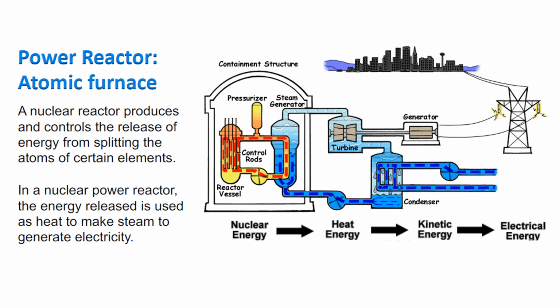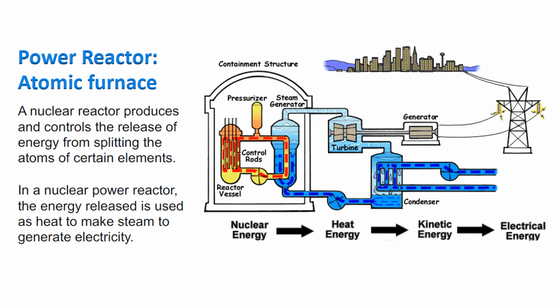So what's a power reactor? A power reactor is also called an atomic furnace. A power reactor is a nuclear reactor that produces and controls the release of energy from splitting the atoms of certain elements, for example, of course, uranium-235. In a nuclear power reactor, the energy released is used as heat to make steam to generate electricity. So it's actually the same as your fossil fuel plant or coal power plant. The energy release is used to boil water to make steam.